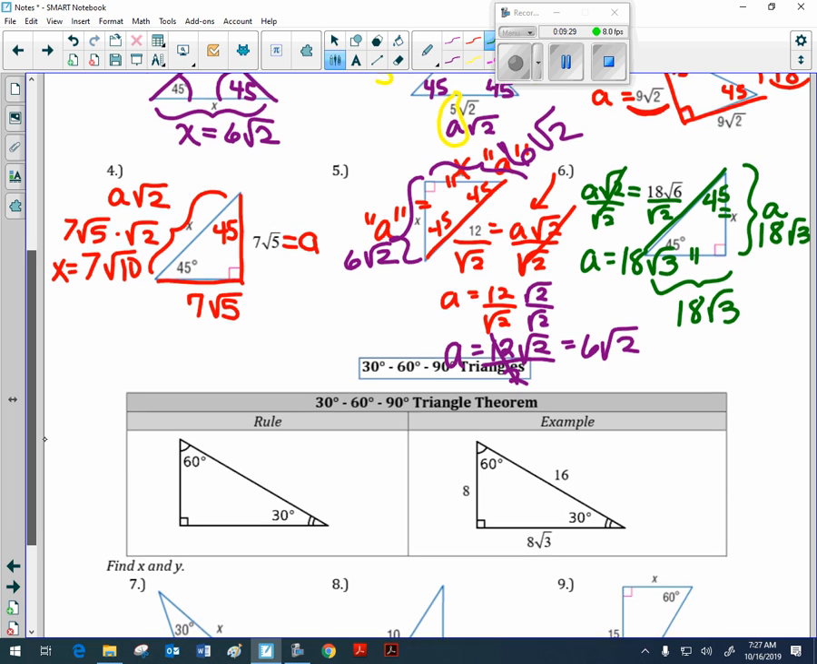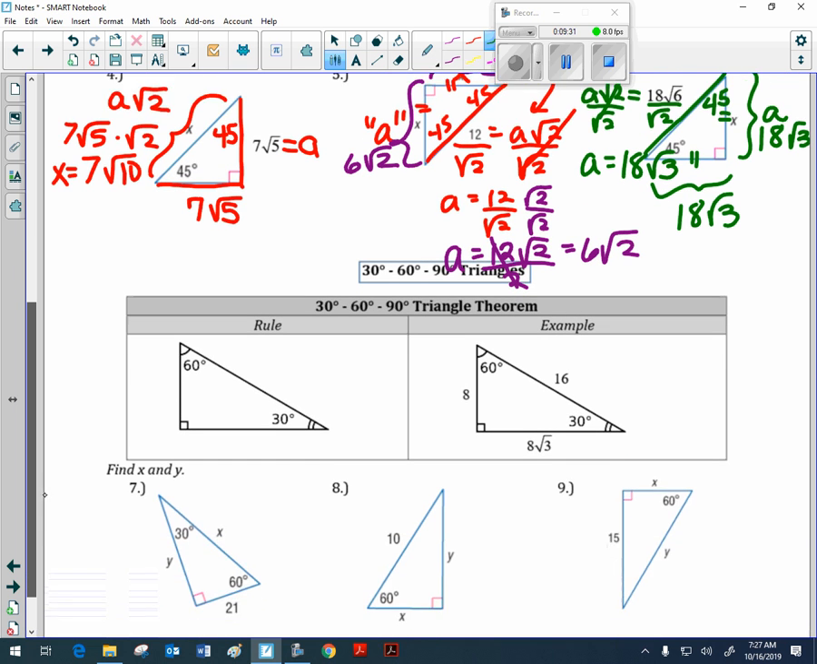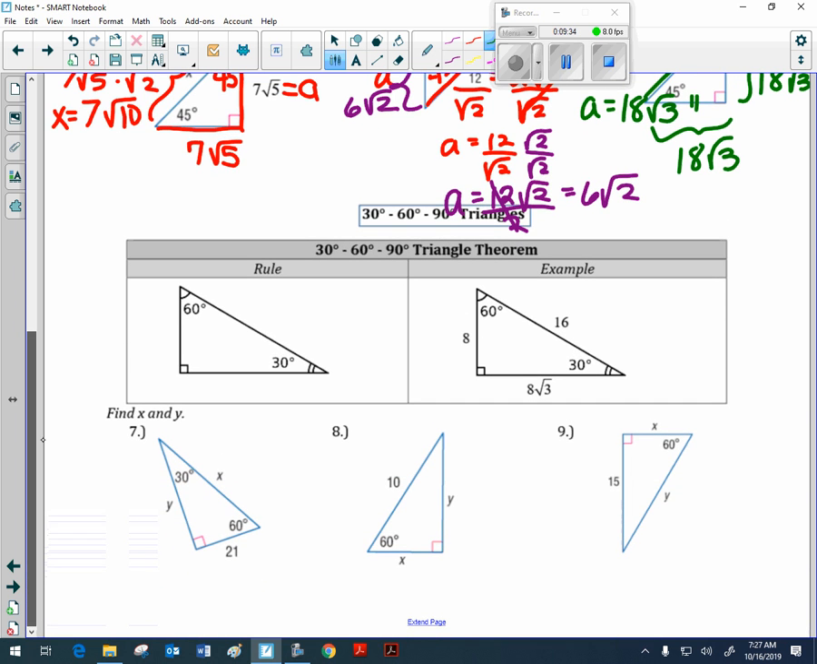Takes a little bit of getting used to with these problems. You may need to watch the video a couple of times to see the pattern. We're going to move on to the 30, 60, 90 triangle now.